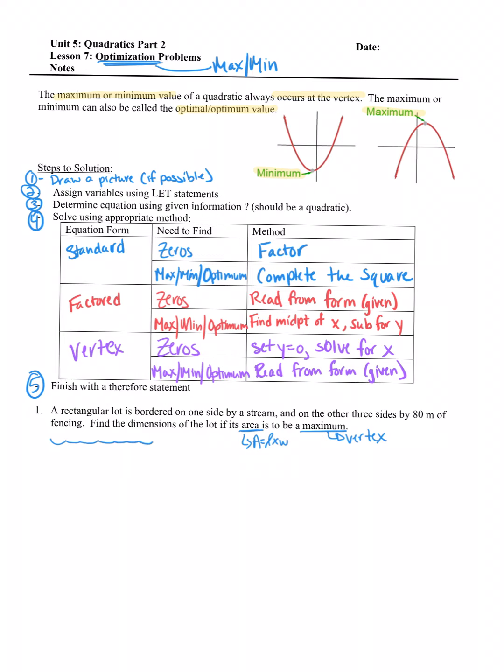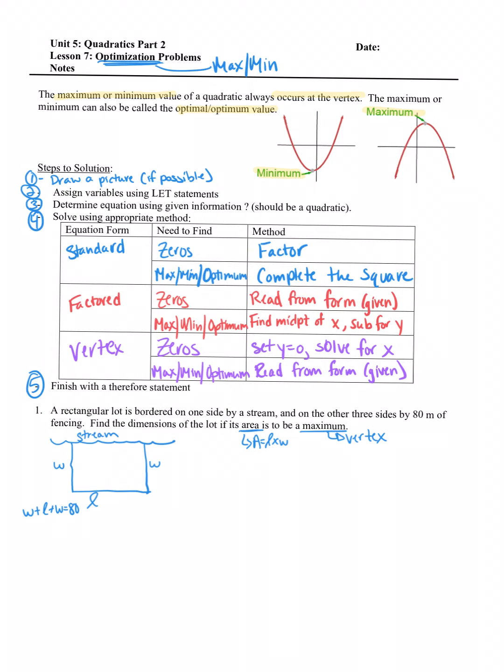So we have a rectangular lot. One side is a stream, but there are 3 other sides to this lot. Okay, so we know that we're going to have the width of this lot and the length of this lot. We don't know what those values are yet. But it does say that the distance around them, right? Because it says the 3 sides will be fenced with 80 meters of fencing.